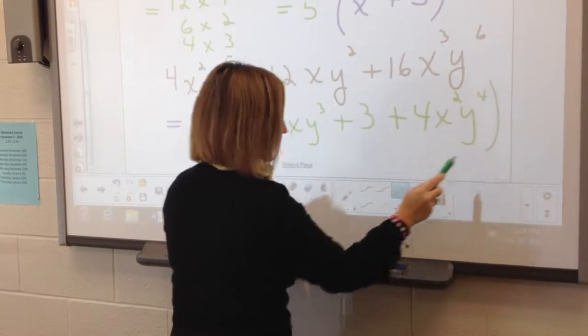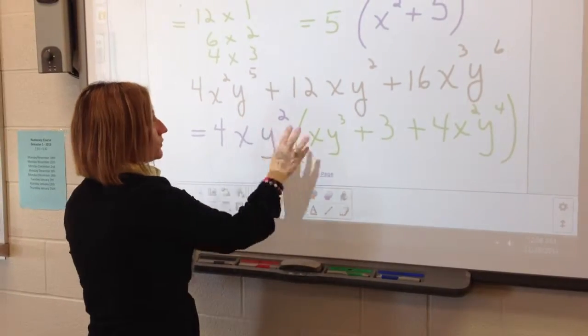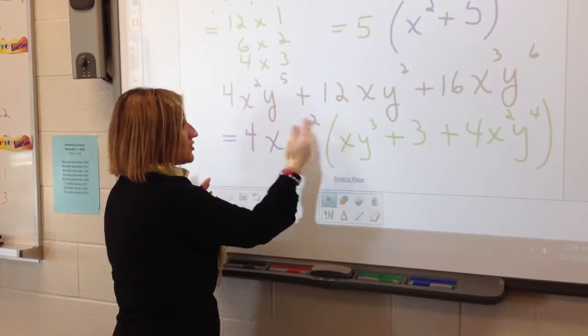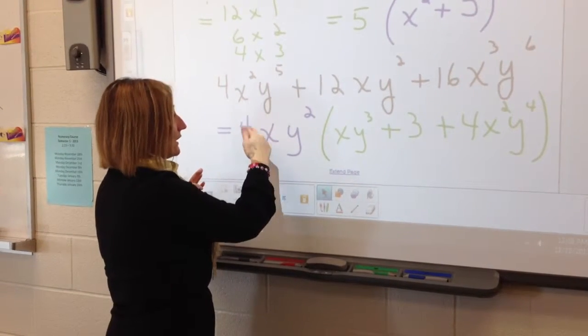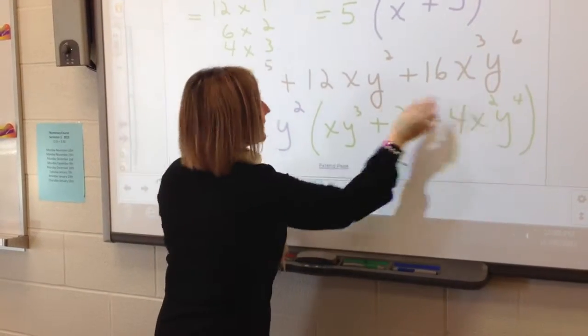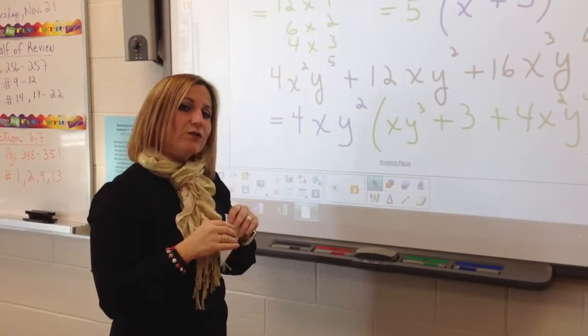Close your bracket. So what times what will give me this trinomial? This monomial times this trinomial. And you can check it. If you actually distributed, if you take 4xy squared times this, times 3, times this last term, you will get the original question. So those are kind of just the basics on greatest common factor.